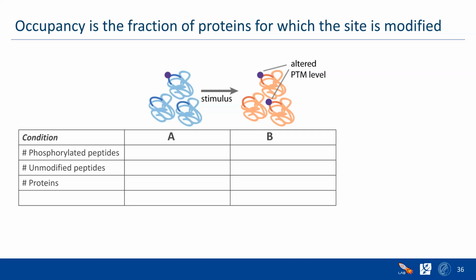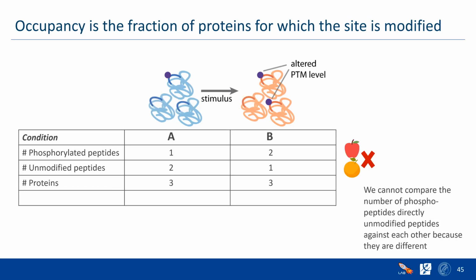To show how occupancy is calculated and introduced in the paper, we will go one by one and fill in this table. For each condition, we have the number of phosphorylated peptides, the number of unmodified peptides, and the number of total peptides. The purple dot shows that this was phosphorylated. Here we have 1, and on condition B we have 2. Unmodified peptides: condition A has 2, and B becomes 1. The total number of proteins, however, stays the same.